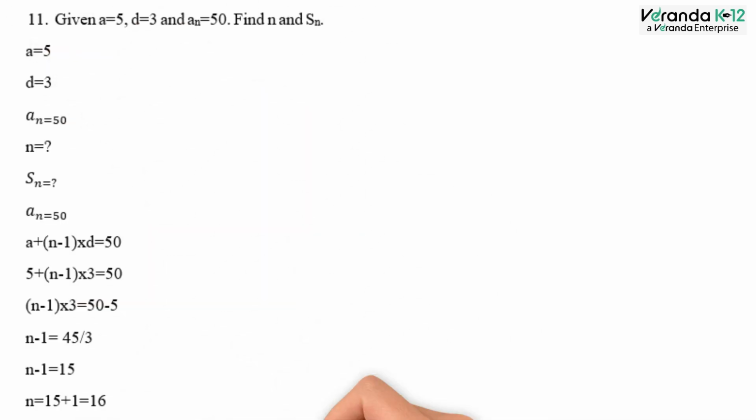11th question. Given a = 5, d = 3 and an = 50, find n and Sn. Solution: an = 50. On substituting in the formula, a + (n − 1)d = 50, where a is 5 and d is 3, we need to find the value of n. So we get n − 1 = 15. So n = 16.